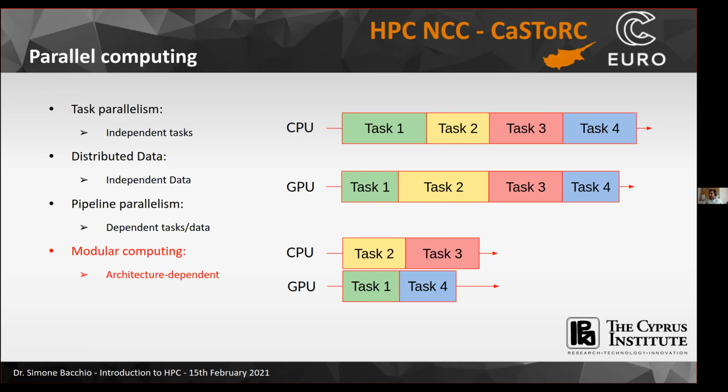Let me try to reply to other questions. So how do we deal with dependent tasks in modular computing? In modular computing, of course, we are talking about different hardware inside the same node. So it's faster inside the same node to send data between the pieces of hardware. It's faster to send data from the CPU to the GPU than sending the data from a node to another. So that is the slowest thing you can do in an HPC facility.